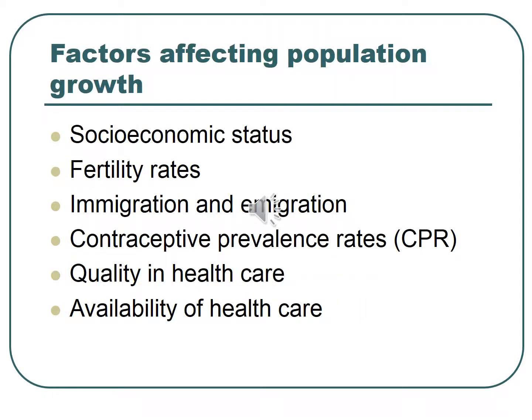This slide lists some factors that could affect population growth. Socioeconomic status: as socioeconomic status improves, population grows. Fertility rate: as the rate increases, population grows. Immigration and emigration would also affect population growth. Contraceptive prevalence rate: as the rate increases, pregnancy decreases and negatively affects population growth. Quality and availability of healthcare: improvement leads to a positive impact on population growth.